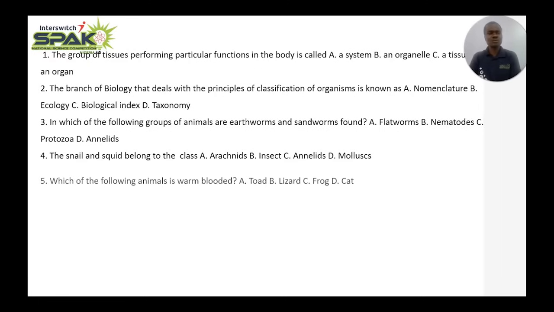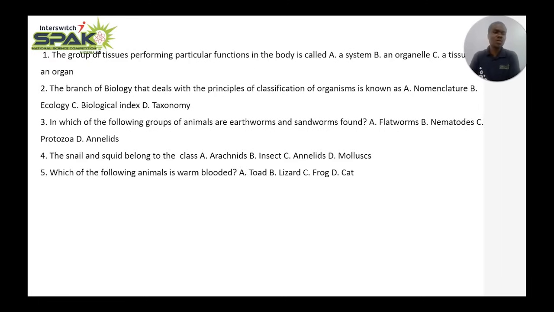Okay, now let's look at the next question. Which of the following animals is warm-blooded? A, toad, B, lizard, C, frog, D, cat. Is it toad? Toads are poikilothermic, meaning that they cannot maintain a constant body temperature. Their temperature goes down with the environmental temperature.